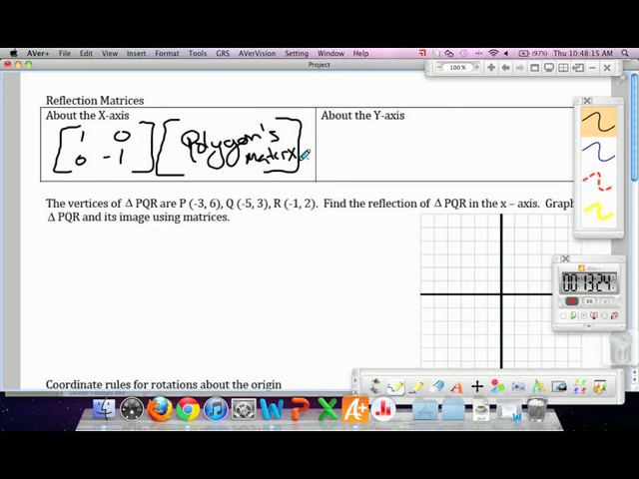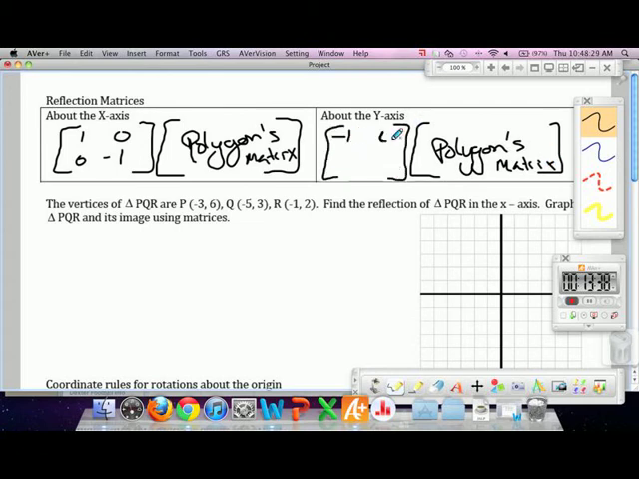Similarly, if I'm going to reflect about the y-axis, I'm still going to left multiply my polygon's matrix. But instead, I'm going to use this alternate one. I'll use -1, 0, 0, 1. We'll do the reflection part.